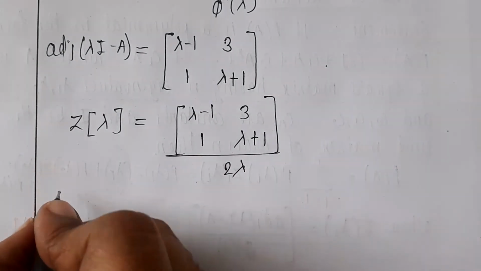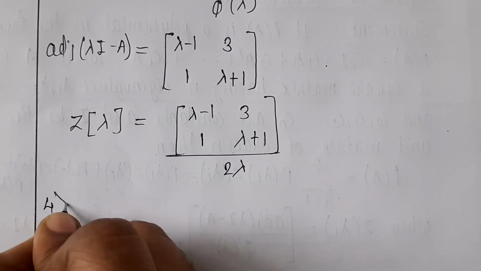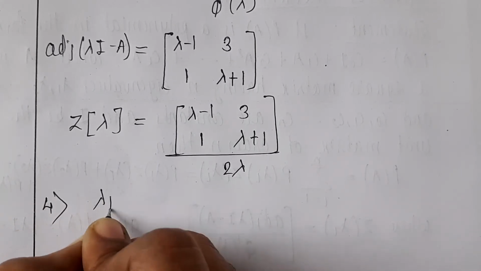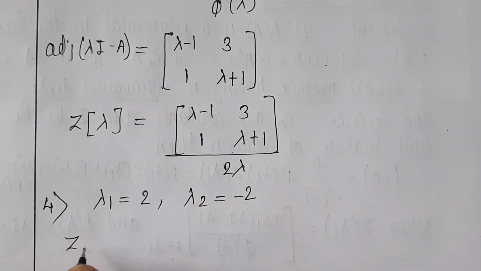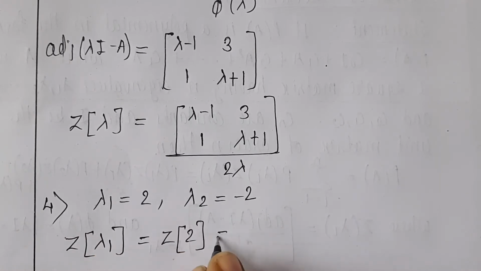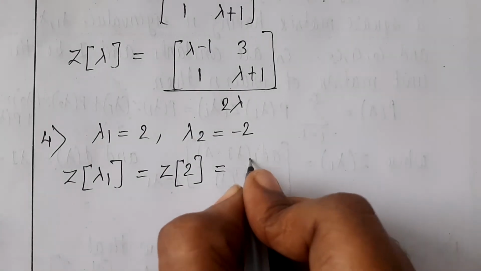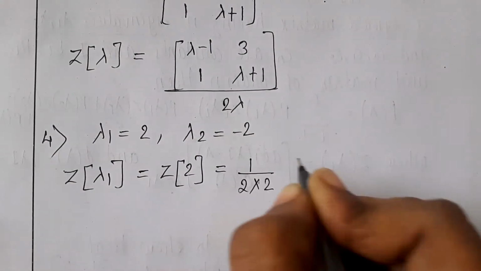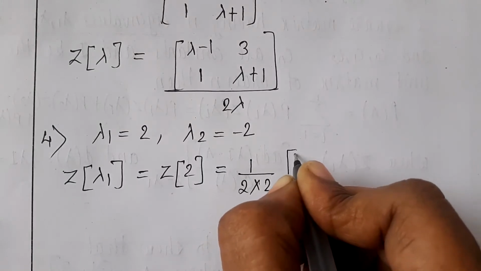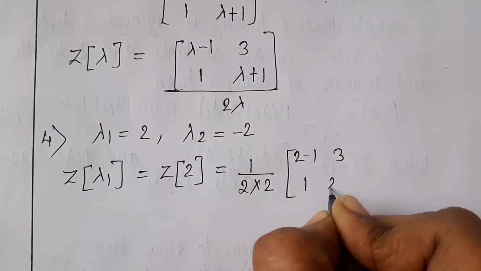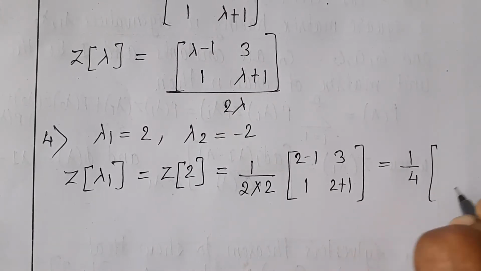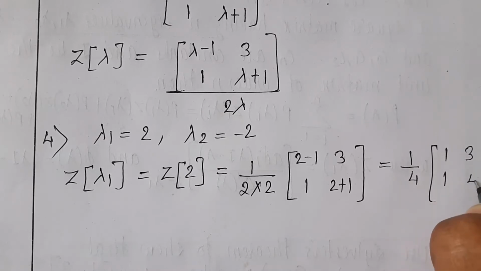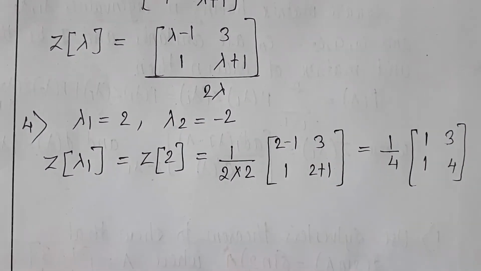Now find out one by one. First, Z of lambda 1. Lambda 1 is equal to 2 and lambda 2 is equal to minus 2. So Z of lambda 1 means Z of 2. It is equal to 1 upon 2 multiplied by 2, and in the matrix, 2 minus 1, 3, 1, 2 plus 1. Simplifying further, it is equal to 1 by 4 times the matrix 1, 3, 1, 3.